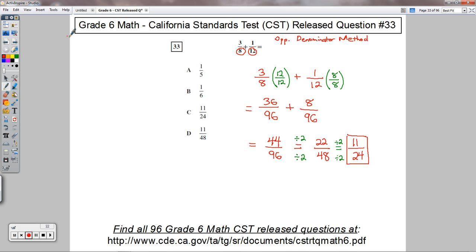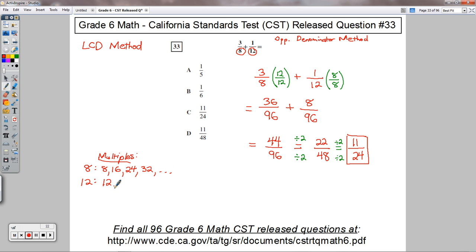I told you I would do another method though. So let's talk about the lowest common denominator, or LCD method. To do that, you should find the lowest common multiples of 8 and 12, the lowest common denominator that those could have. So the multiples of these numbers of 8 and 12 would be 8 times 1, that's 8, 8 times 2, 16, 8 times 3, 24, 8 times 4, 32, and so on. I'll write more if I need to.